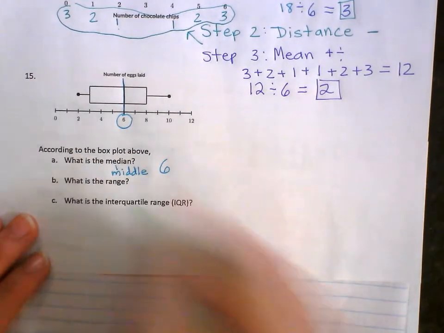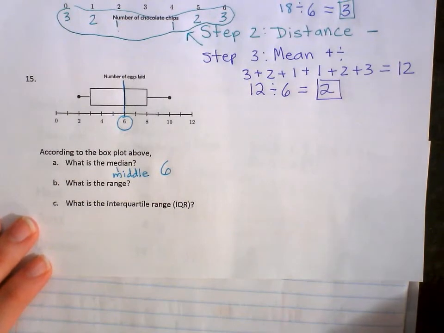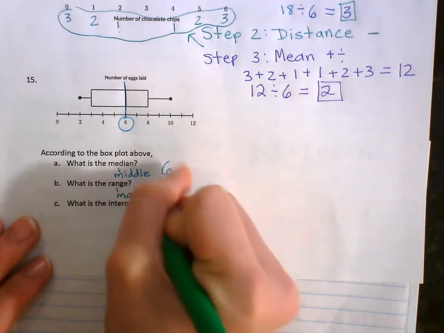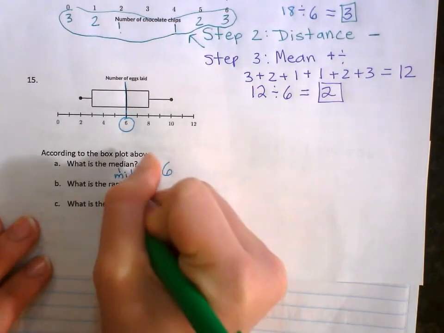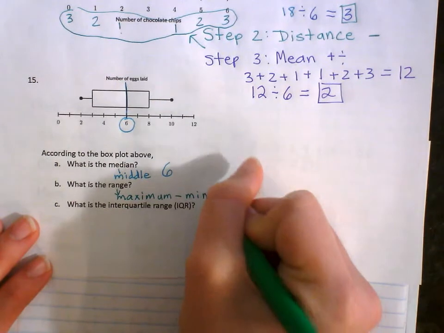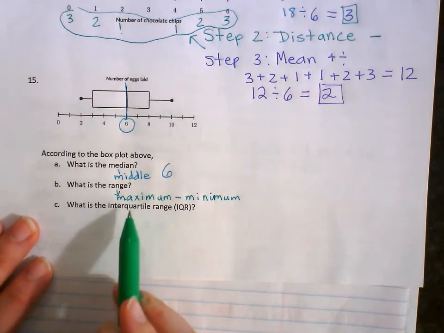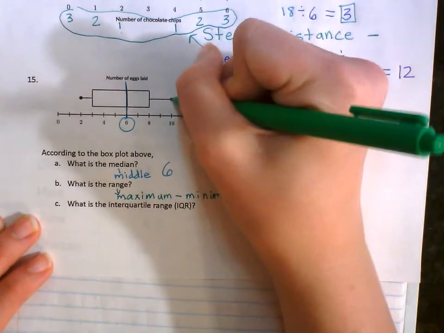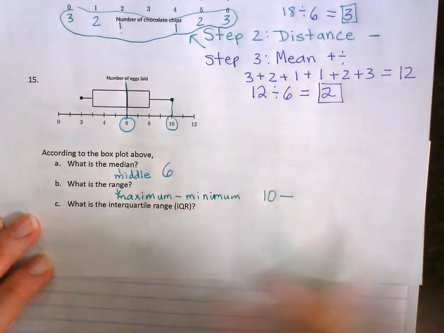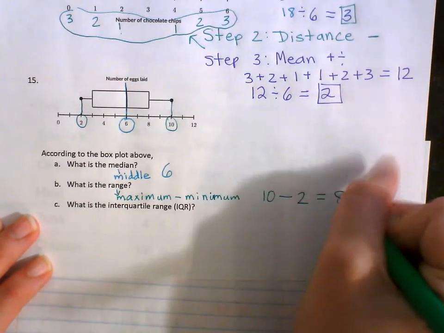B, what is the range? Well, range is when you do the top number minus the very far bottom number. So range, it's the max, the biggest number, the maximum, minus the minimum. So range, the maximum. What's the biggest value? Where does the whisker go? 10. So 10 minus the minimum. What's the bottom whisker? 2. 10 minus 2 is 8.